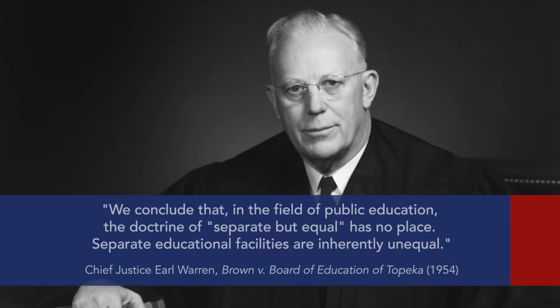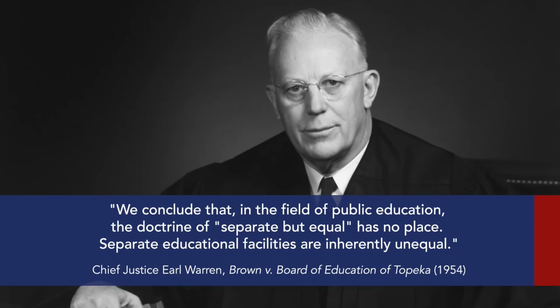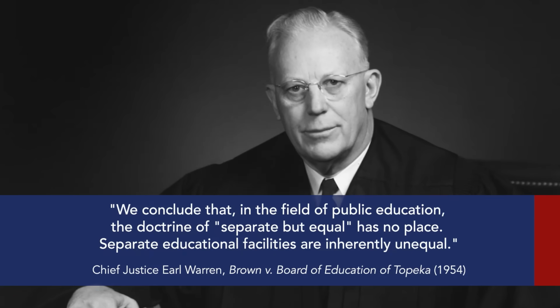Chief Justice Warren held, "We conclude that in the field of public education, the doctrine of separate but equal has no place. Separate educational facilities are inherently unequal." The court concluded that even separate but equal facilities are in fact unequal because separating the races results in a brand of inferiority imposed on African American students. In the end, Brown attacked the core of the White South's Jim Crow laws and reinvigorated the 14th Amendment's promise of equality.